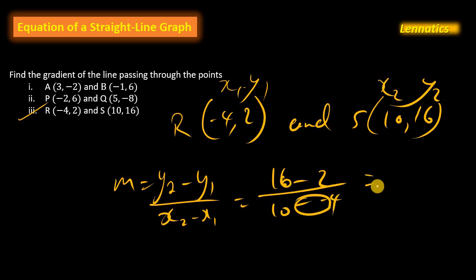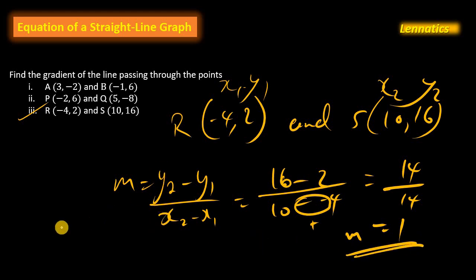Subtract negative is positive, so that's going to be 16 minus 2, that's 14. This is going to be a plus because subtracting negative is positive, so 10 plus 4 is 14. 4 and 14 goes once. And so that's the gradient, m equals 1.